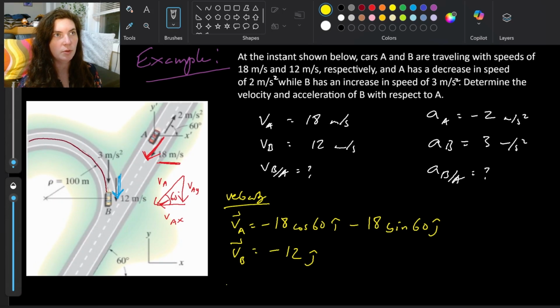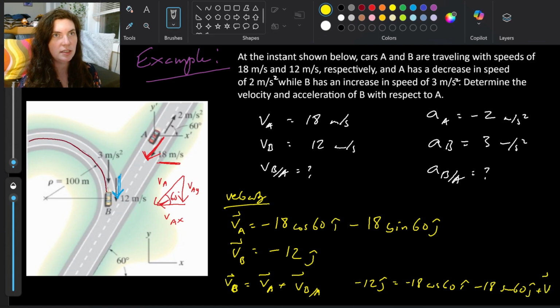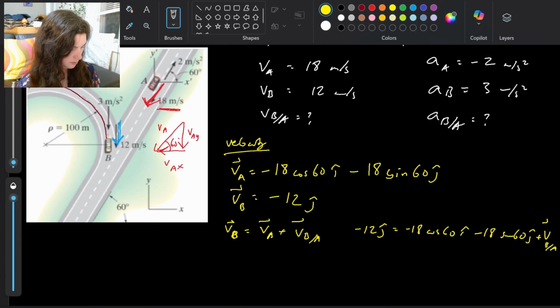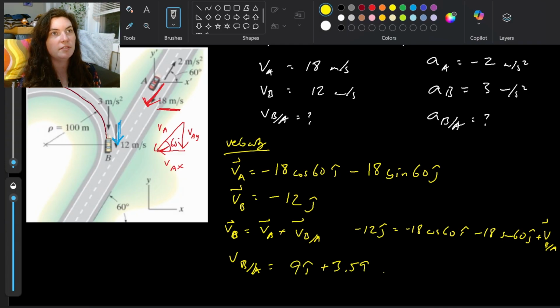It's a lot like our last problem where we're saying the velocity of B equals velocity of A plus velocity of B with respect to A. So that's going to give us -12 j hat equals -12 cosine 60 i hat minus 18 sine 60 j hat plus velocity of B with respect to A. And when I solve this for velocity of B with respect to A, I'm going to get 9 i hat plus 3.59 j hat.